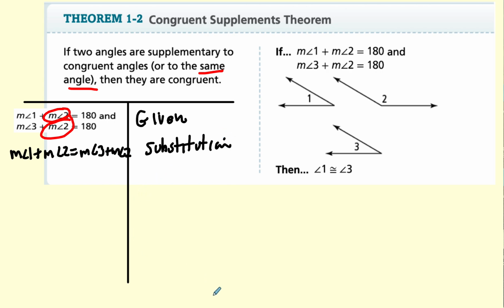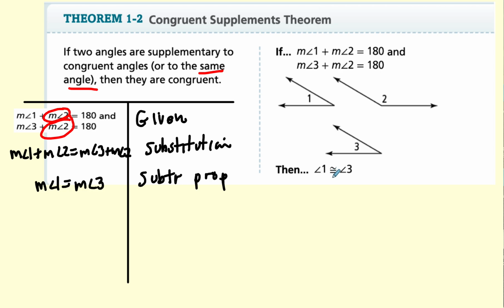All right, now I'd like to take away angle 2 from both sides. So if I take away angle 2 from this side and angle 2 from this side, I'll have measure of angle 1 equal to measure of angle 3, and that's called the subtraction property.